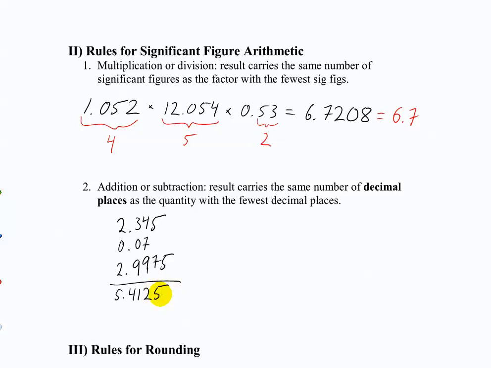And then you cut it off at whatever the actual furthest decimal place you have is. So the furthest decimal place is the 7 in 0.07, in the hundredths. So that means we're going to cut everything off at the hundredths. And so this number should be reported as 5.41. Now the reason we do that, yes, this only has one significant figure, but that significant figure is the plus or minus 1 in the hundredths place. So that's still where the uncertainty is. The uncertainty is in the hundredths place. And that's why we do it this way for addition and subtraction.